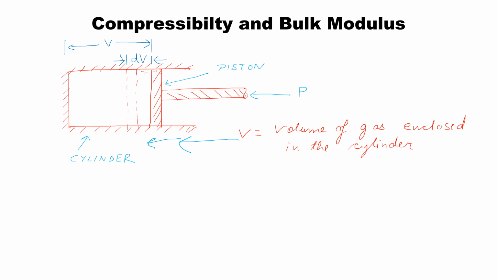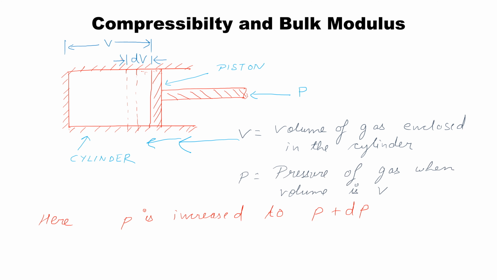So here V is the volume of gas enclosed in the cylinder, P is the pressure of gas when the volume is V, that is the initial volume, and here P is increased to P plus dP. Suppose we are increasing the pressure by dP amount, from the initial P value to P plus dP. So what is happening is that volume decreases from V to V minus dV.